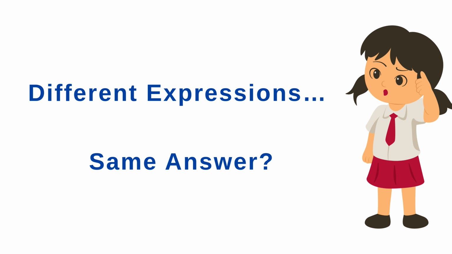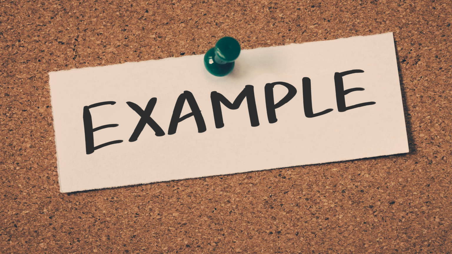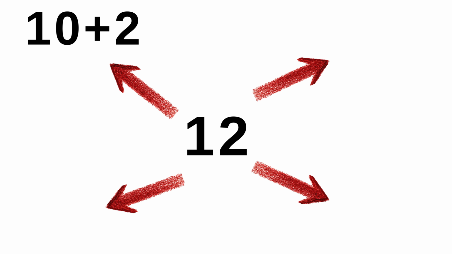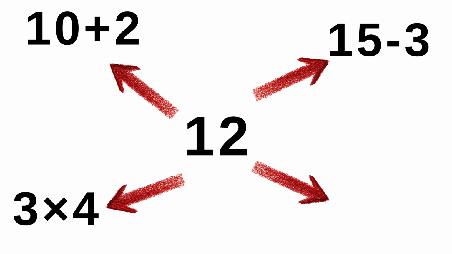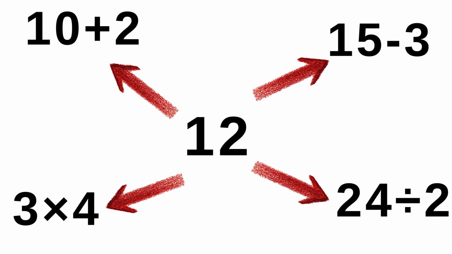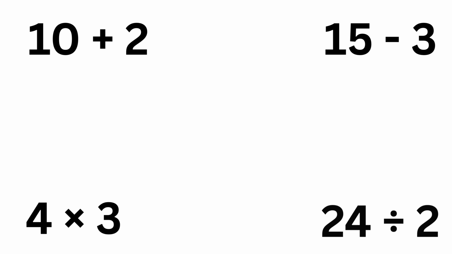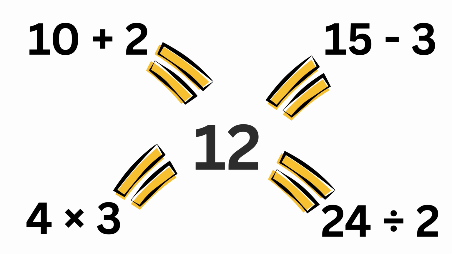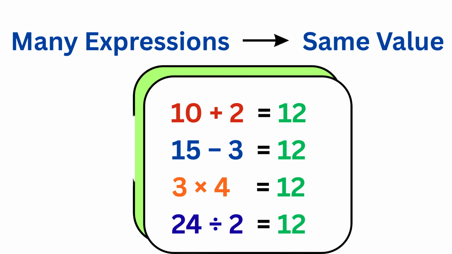Did you know that many expressions can have the same value? For example, the number 12 can be written in different ways. 10 plus 2, 15 minus 3, 3 into 4, 24 divided by 2. Even though these expressions look different, they all equal 12. This shows that expressions are flexible tools in mathematics.